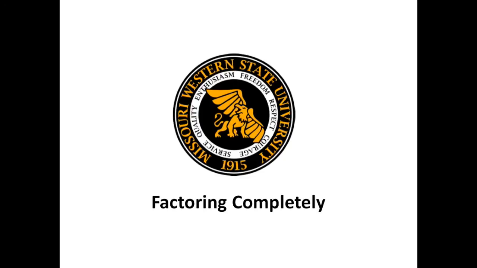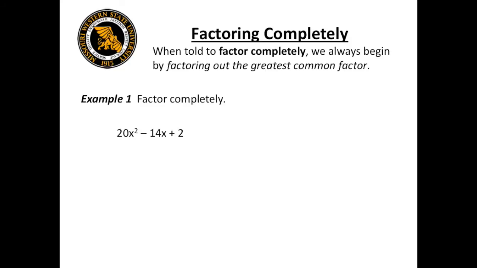Factoring completely. When we are told to factor completely, we always begin by factoring out the greatest common factor. So consider example 1, in which we're given the trinomial 20x squared minus 14x plus 2. Looking at each of the terms in that trinomial, we notice that each term is divisible by 2. Therefore, we can factor out a common factor of 2, leaving behind 10x squared minus 7x plus 1.